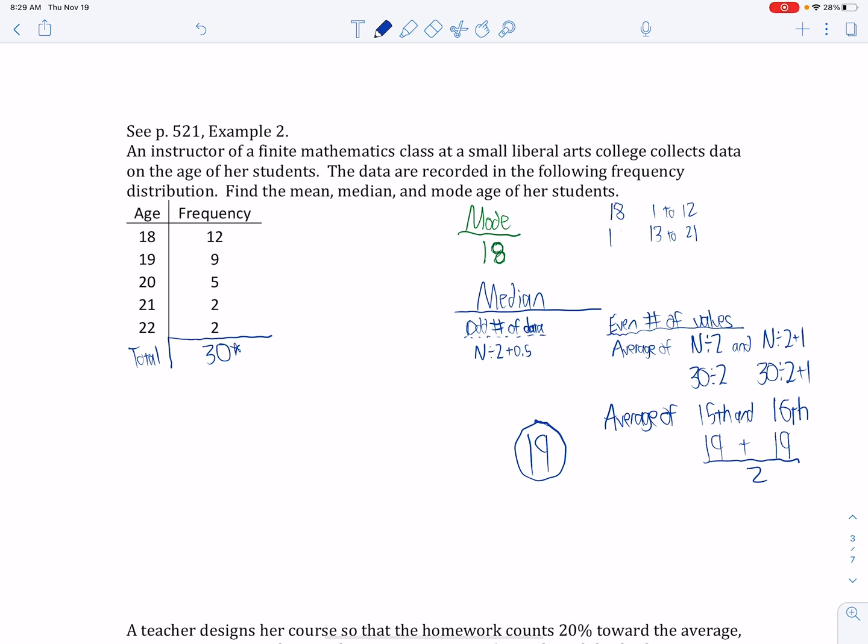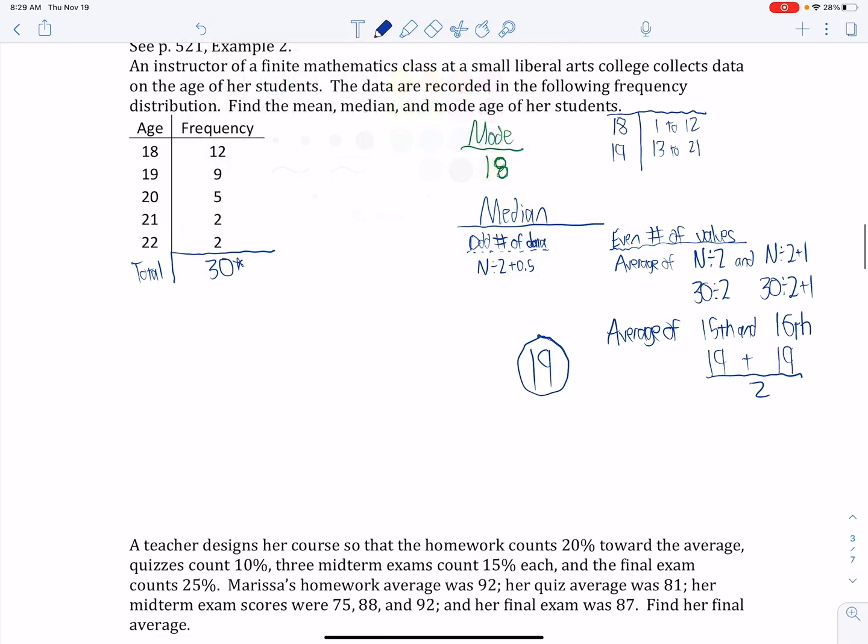So 18 was the first 12 data values. 19 was the 13th to the 21st data value. What I want to do last, or one we didn't figure out yet, is the mean. Oh, that was supposed to be red. The mean, or the average data value.